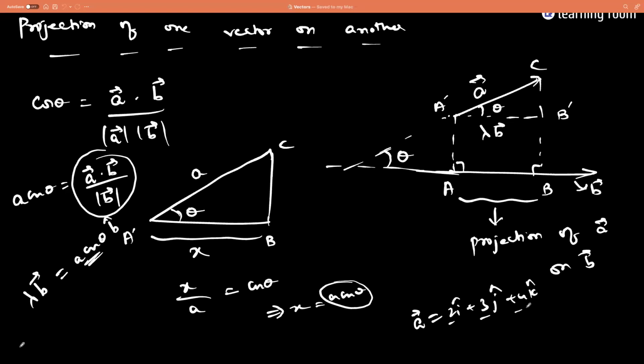Sir, suppose you said A vector is 2i cap. So you're nothing but visualizing the projection of A vector on the x-axis. See, if you take this as the origin, this is how A vector is there. You're trying to say from here you're dropping a perpendicular so that this distance is 2. Is that right? Yes, sir. That's right.